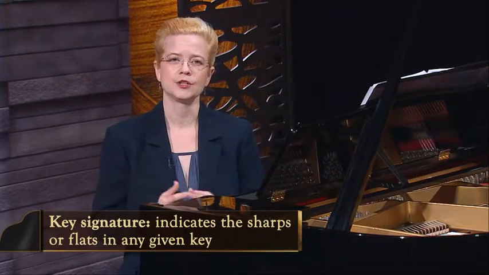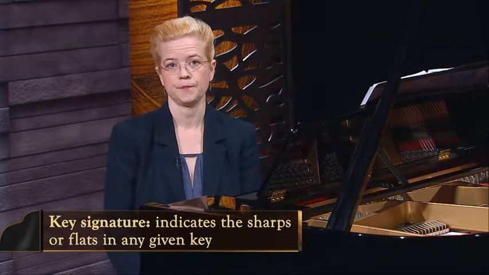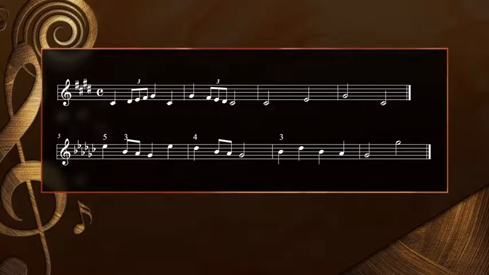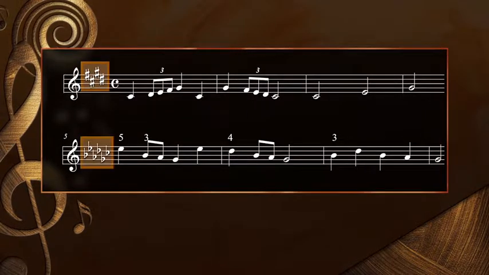I want to take a moment to follow up on key signatures, which I introduced briefly during our last session. Simply put, a key signature indicates the sharps or flats in any given key. It is found immediately following the treble or bass clef, and the order of the sharps and flats in the key signature is always the same. This way, you don't have to read individual accidentals.